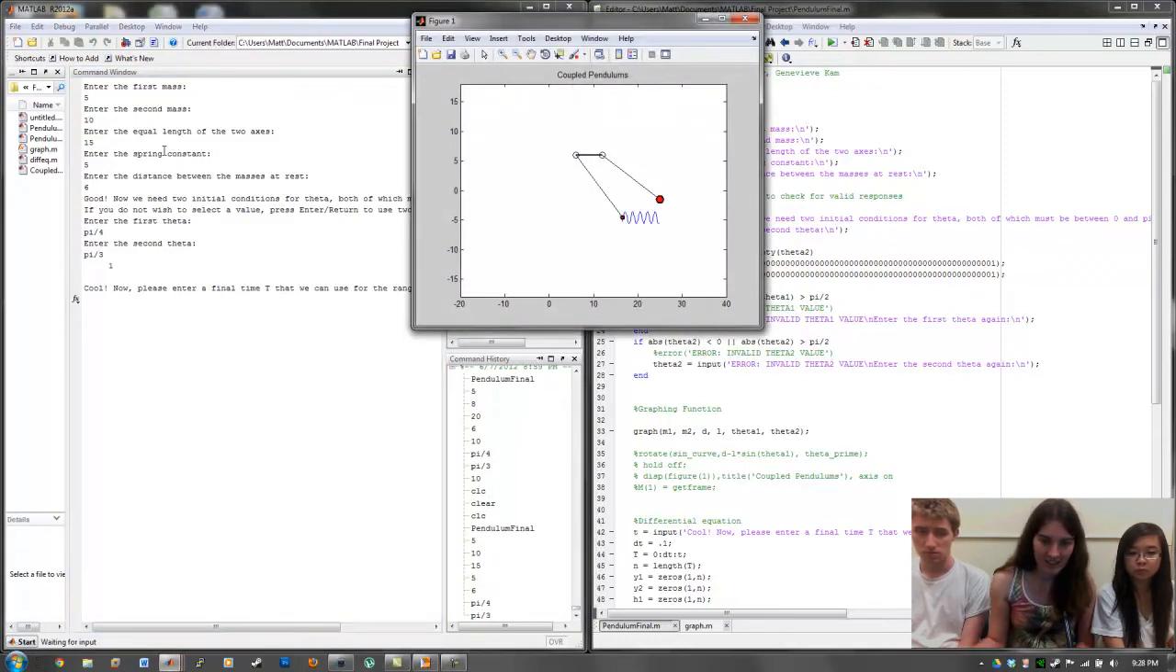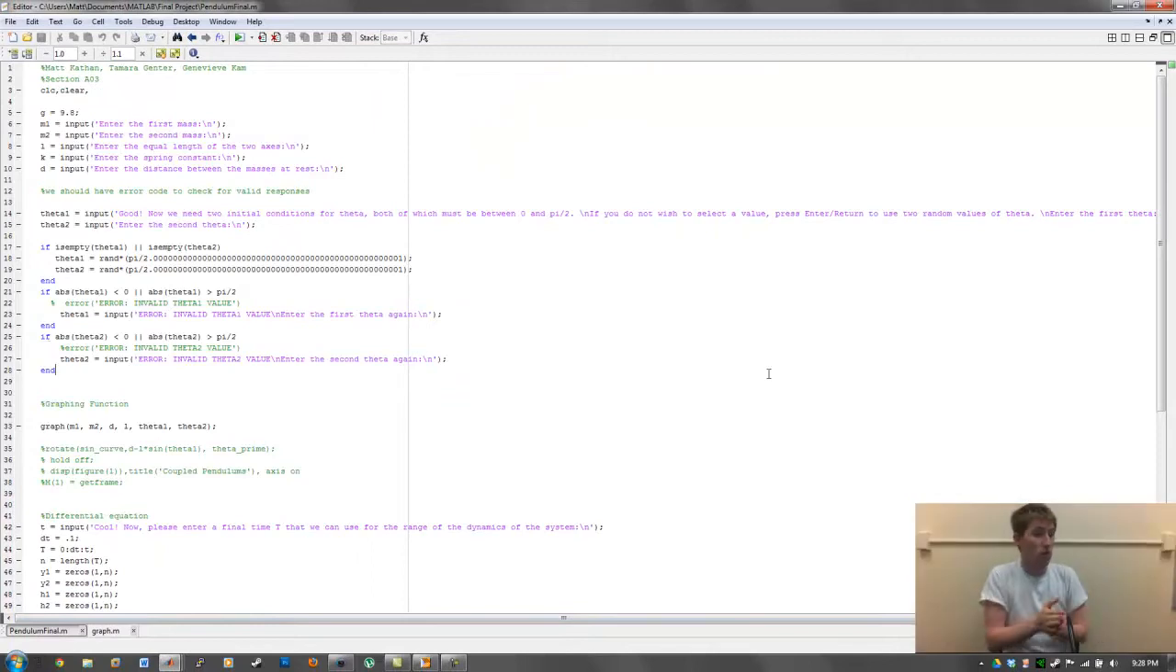So now we're going to go over to the code. So this is our main program, pendulumfinal.m. Let's start at the very top, shall we? So to start off, we've got our user inputs, because of course we don't want the program to just run with the same numbers every single time. We want the user to have some direct input to how the program operates.